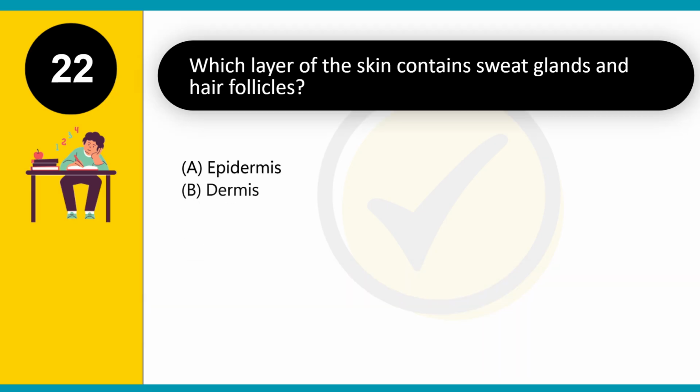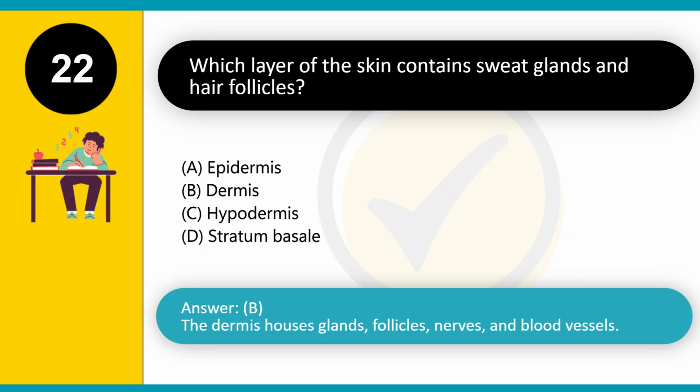Which layer of the skin contains sweat glands and hair follicles? A. Epidermis. B. Dermis. C. Hypodermis. D. Stratum bile. Answer, B. The dermis houses glands, follicles, nerves, and blood vessels.